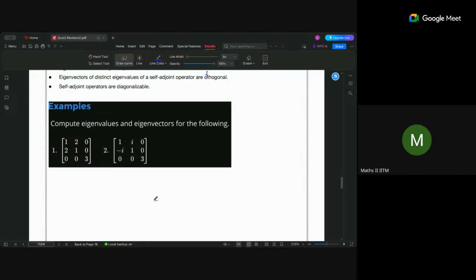You had this in quiz 1, you have it in quiz 2, and in end terms, so in all of this syllabus you have this topic. Diagonalization is a very important topic.